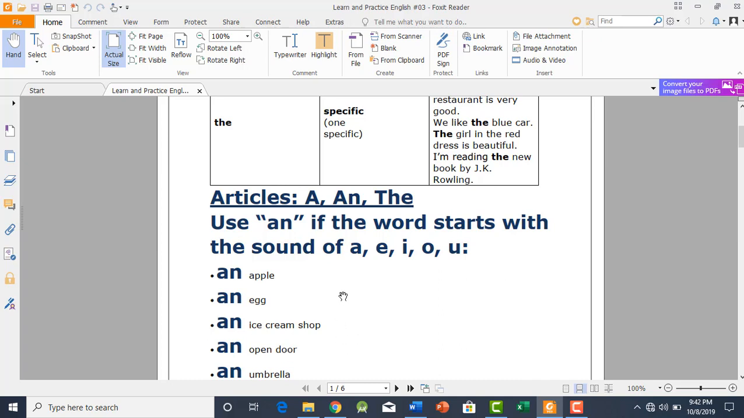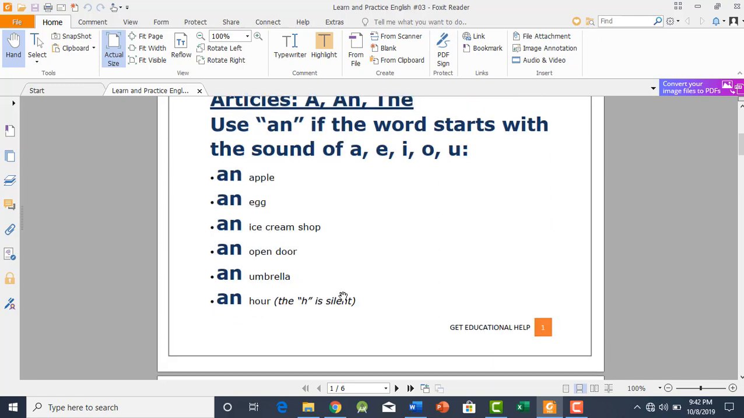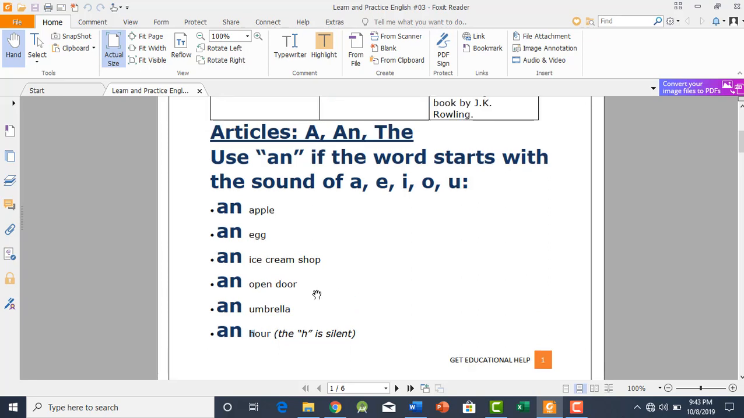But some people say that we use an when we have a word that starts with a vowel. This is wrong, because we use an with the word hour, which is not a vowel-starting word, but we still use an. So in that way, people's statement becomes wrong.